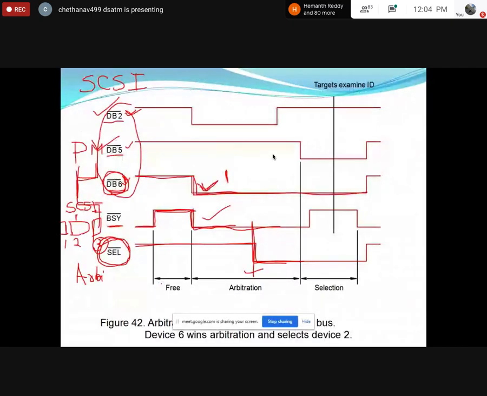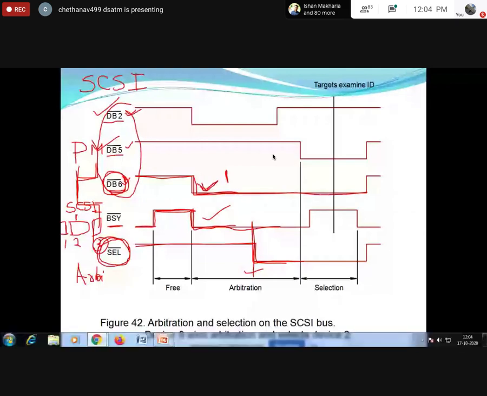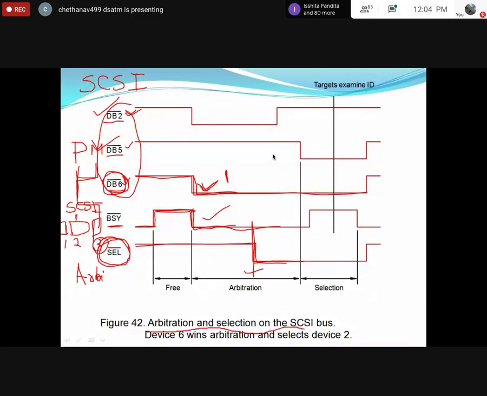I think you're able to see this diagram: arbitration and selection on the SCSI bus. Device 6 wins the arbitration and selects device 2. That means if device 2 is trying to get the bus, device 6 will probe the bus, because DB6 has the highest priority. I think you are able to understand the things, and even if you study the textbook, you will understand it properly.